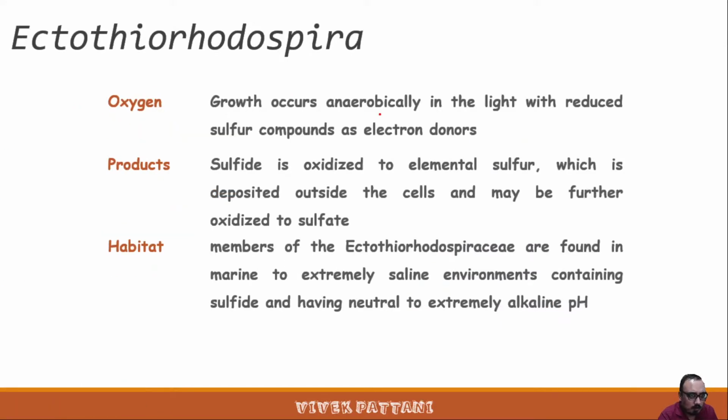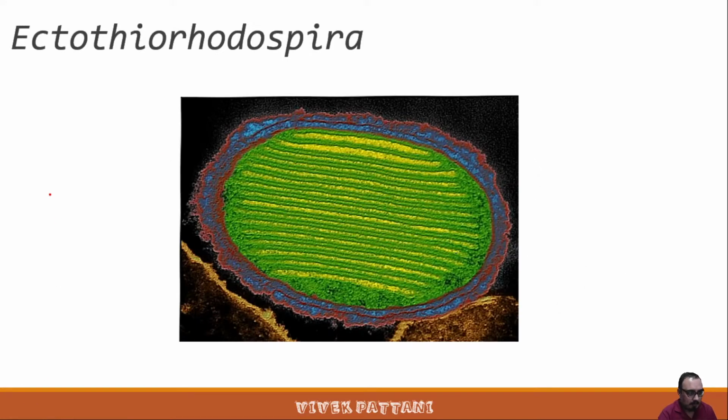Without oxygen they grow anaerobically. Sulfide is oxidized to elemental sulfur, which, similar to other organisms, may be further converted into sulfates. Members of the Ectothiorhodospiraceae are found in marine to extreme saline environments containing sulfide and have a neutral to alkaline pH. This one is a photograph of an Ectothiorhodospira.